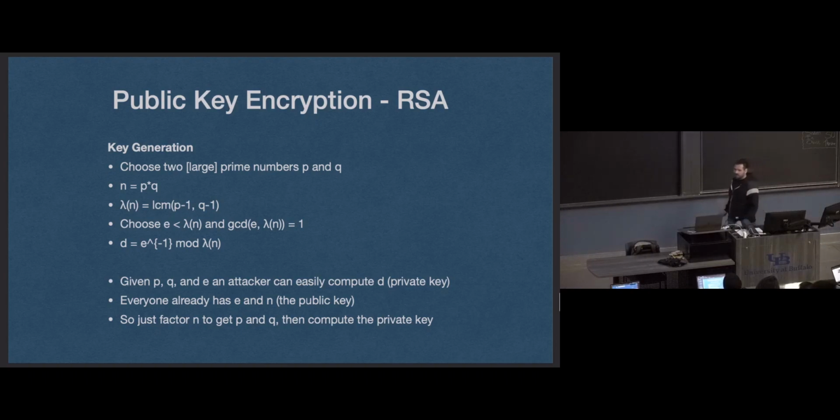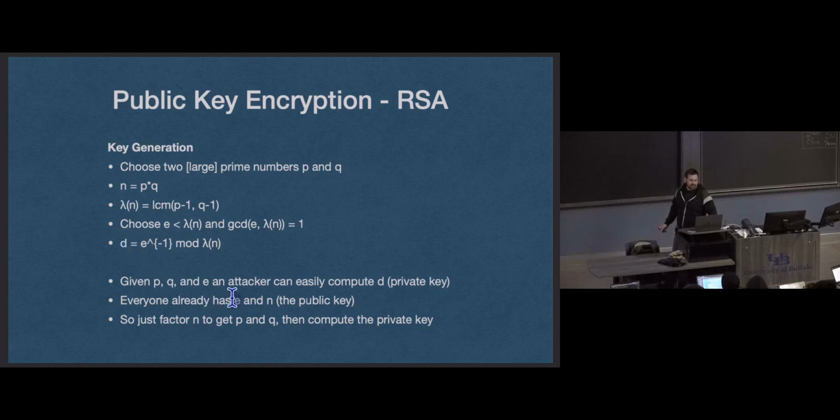We know the algorithm. We have E and N, this is the public key, right? Everybody on the planet has E and N. And if an attacker has P, Q, and E, those were the only choices that we made. We chose P and Q, and we chose E. So if anybody has P, Q, and E, they can just go through this process and generate the private key. They can compute D based on that, just with those three values.